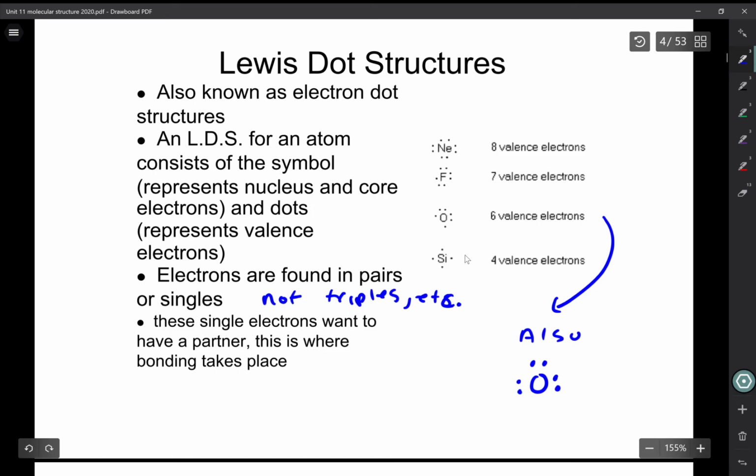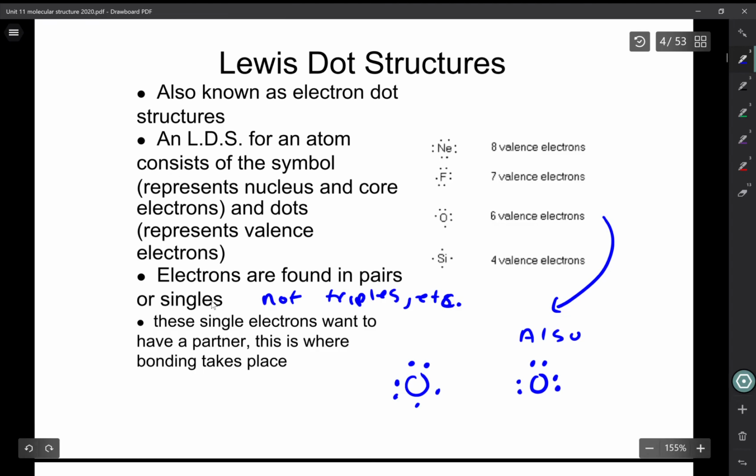You do not have to start them on top. Typically they just do that. The single electrons can be anywhere. So you can write oxygen as 1, 2, 3, 4, 5, 6. Again, not that big a deal. Just to clarify that.